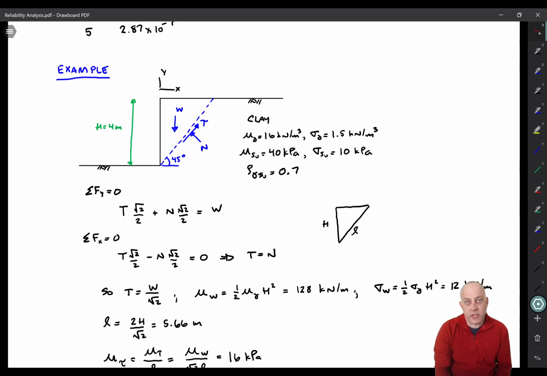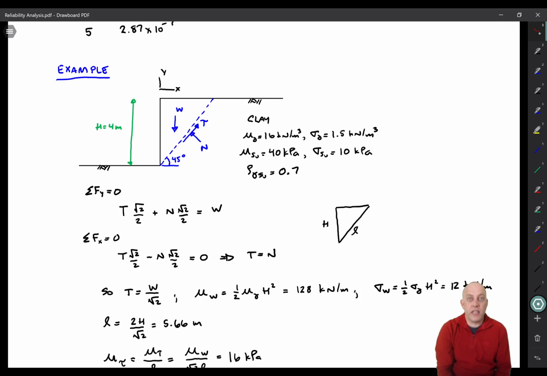Now, we have to remember some things about normal distribution functions. So the weight of the slice is equal to the unit weight times the area. The area is 1/2 h squared, so the weight is 1/2 gamma h squared. But gamma is now a random variable. It's not a constant. We're used to operating on constants. So we have to figure out now what's the distribution function for the weight of the slice.